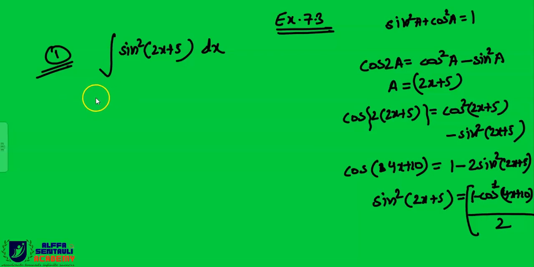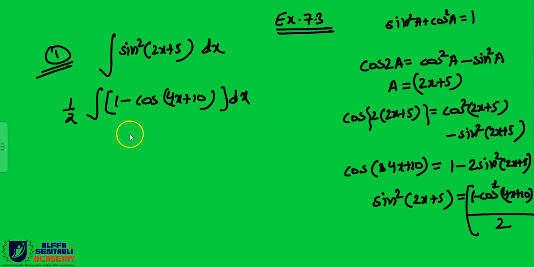Correct, beta? So now replace this term by a single power, that is 1 minus cos 4x plus 10 in the angle, and this will be divided by 2. So 1 by 2 is a constant, so this will come out of the integration. Now 1 by 2 will be written as it is. This will be dx minus half cos 4x plus 10. Got it, Anish?